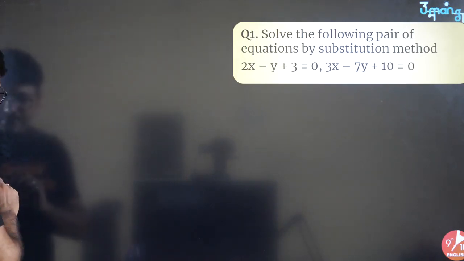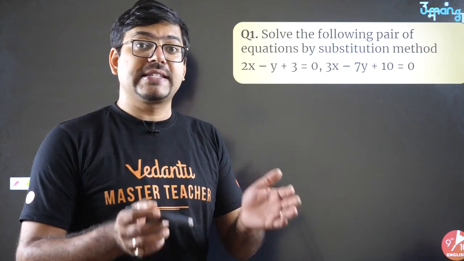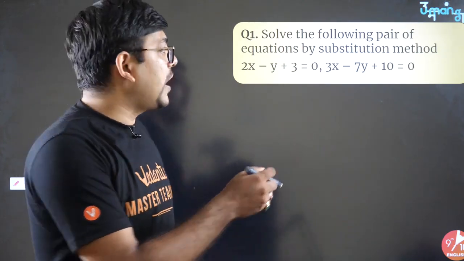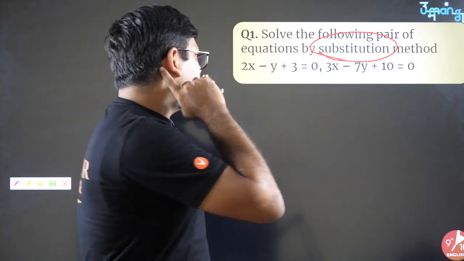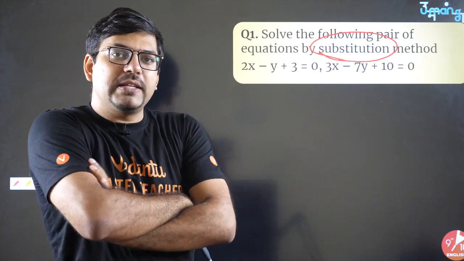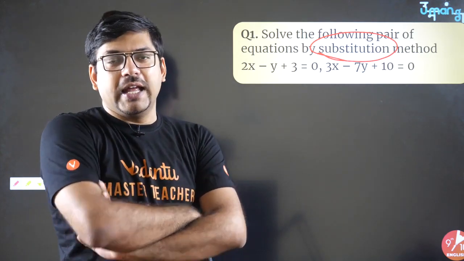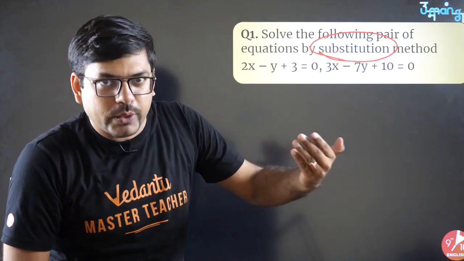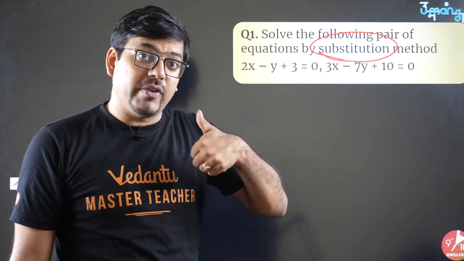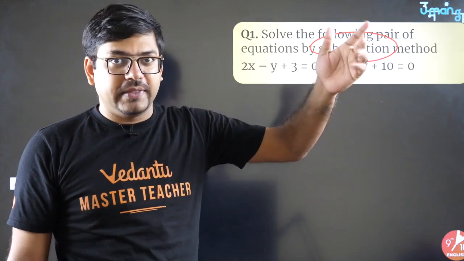See, substitution is a pretty simple method, as the name suggests. What is the name suggesting? Substitution: one for another. You have to substitute. Say, for example, you have got the first equation and the second equation. Substitution means finding the value of one variable from any one of the equations and then putting that value into the other equation. That's what it means.